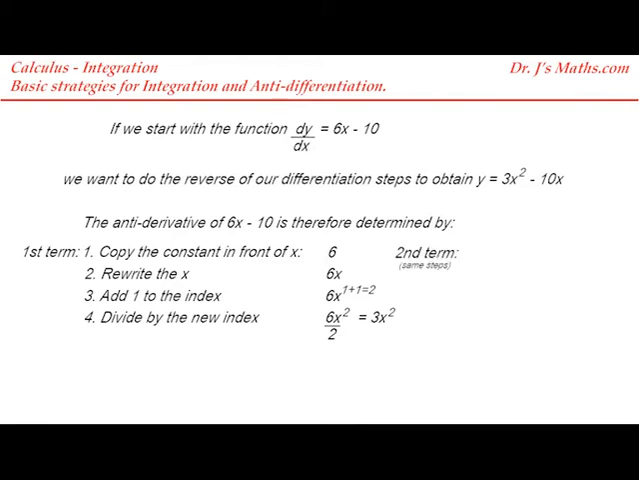For the second term, which was minus 10, we write that down, and that's really minus 10x to the 0, because x to the 0 is 1. So we now add 1 to the new index, so it's minus 10x to the 0 plus 1 equals 1, and we divide by the new index, which is simply 1, leaving us with minus 10x. So the antiderivative of 6x minus 10 is 3x squared minus 10x, but we can't stop there, we need that constant term that we had in the first case.